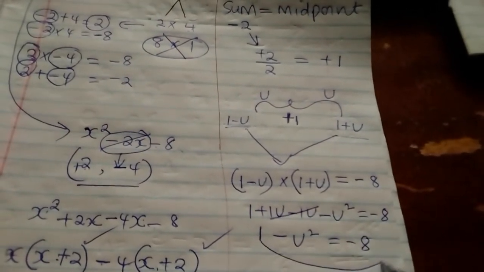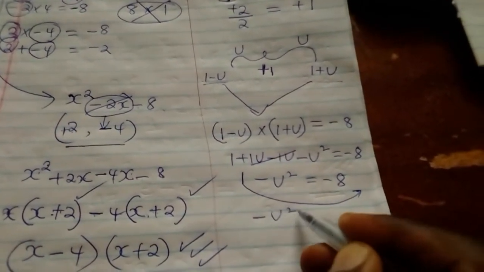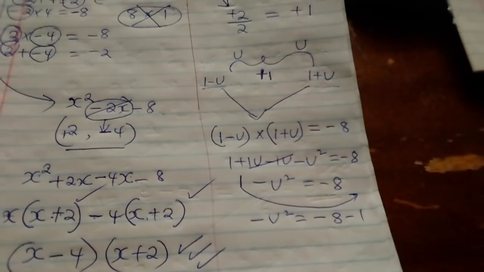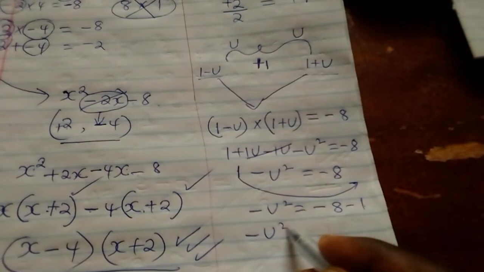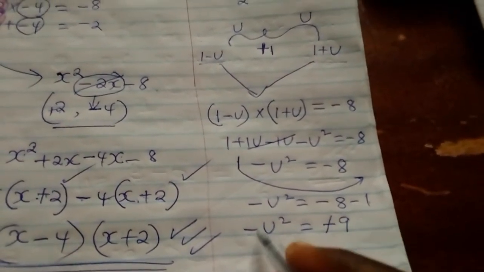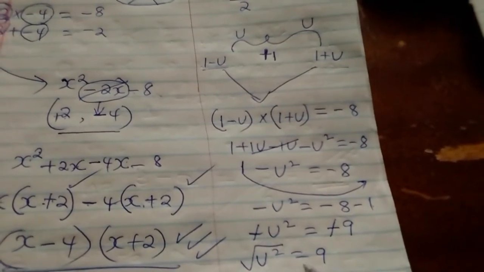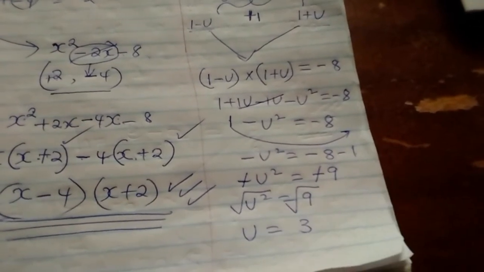So this gets taken to the other side. So what do I have at the end of the day? Minus u squared is equal to minus 8 minus 1. Positive, negative. So minus u squared is equal to minus 9. Negative and negative will disappear. So u squared is equal to 9. If I get the square root, that means the value of u is equal to 3.